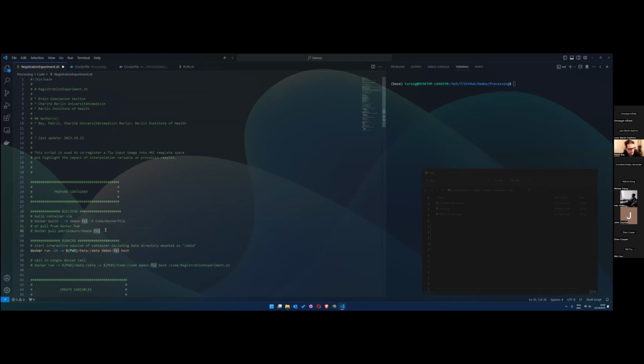Or if you don't want to build it yourself, you can, for example, pull it from my Docker Hub account if you have Docker already installed.